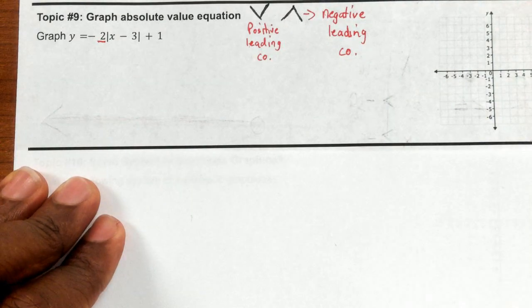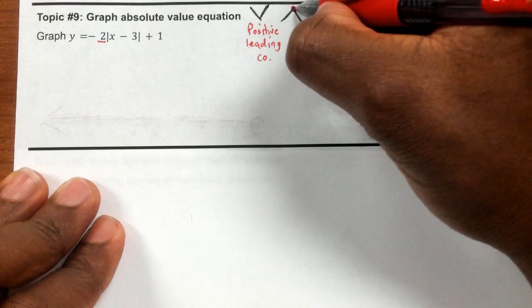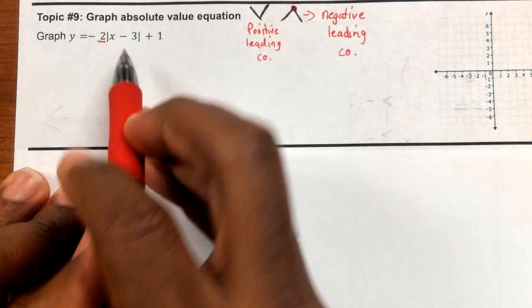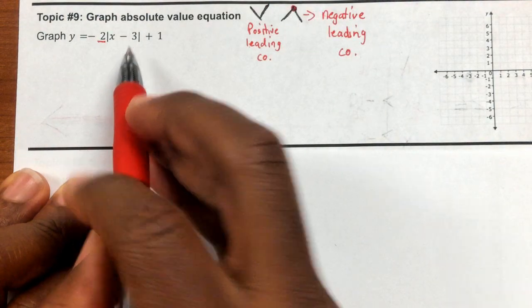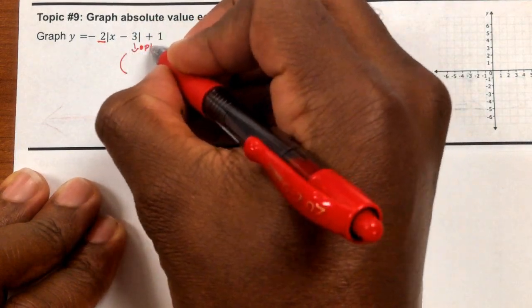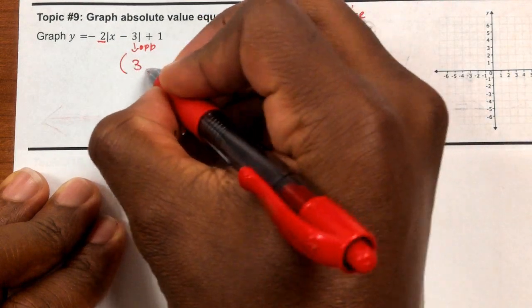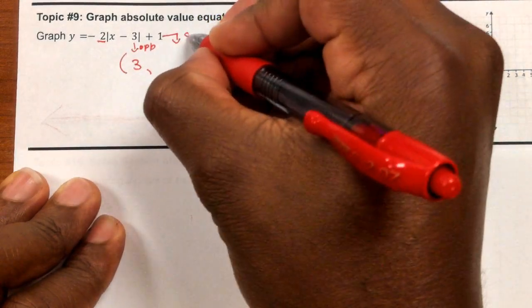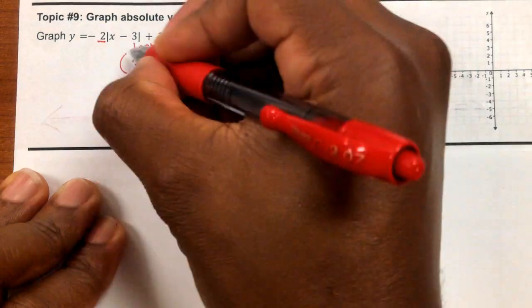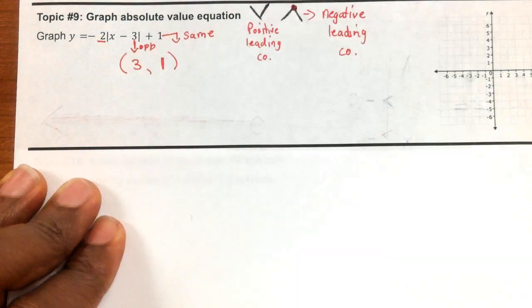Now I'm going to plot something called the vertex. The vertex is this point right here. To find your vertex, you look at the number inside of the absolute value. You're going to do the opposite of this number. Opposite of a -3 is a +3. Then we do the same as this outside number. So the 1 would stay the same.